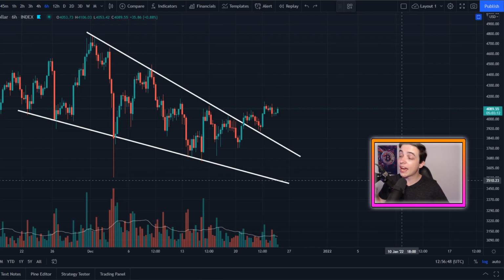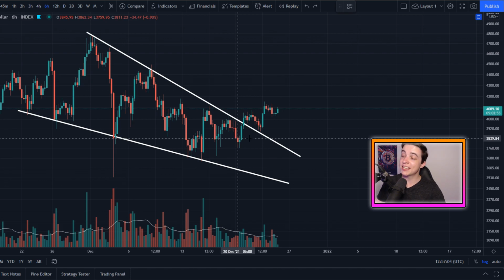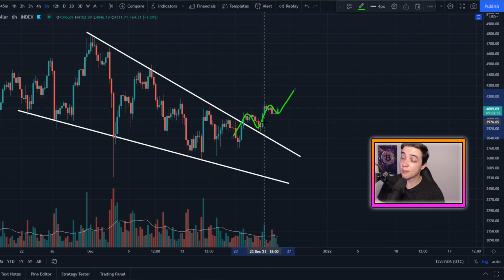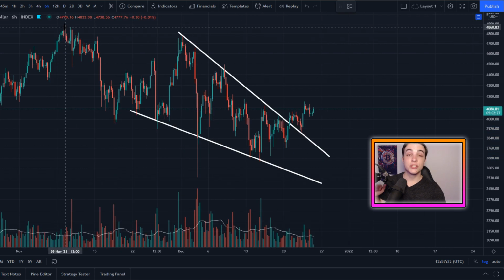Now, taking a quick look at the Ethereum to US dollar chart on the 6-hour time frame. As I've been mentioning over the past few days, Ethereum is still continuing with this breakout to the upside out of this bullish falling wedge pattern. So nothing is new there.